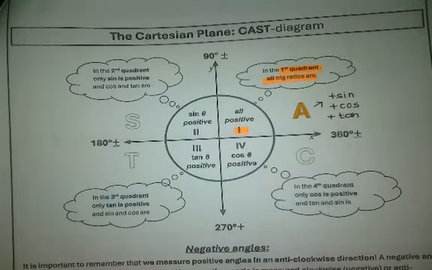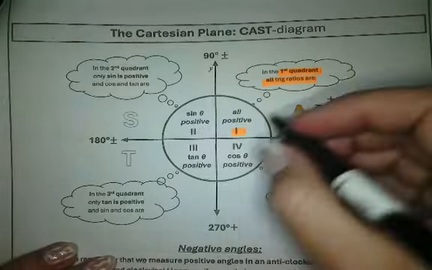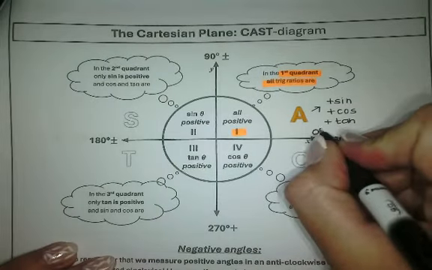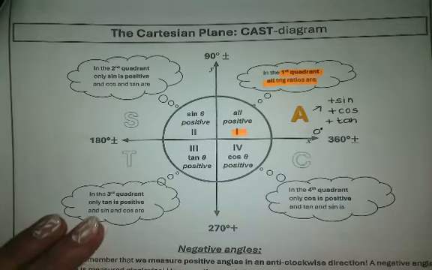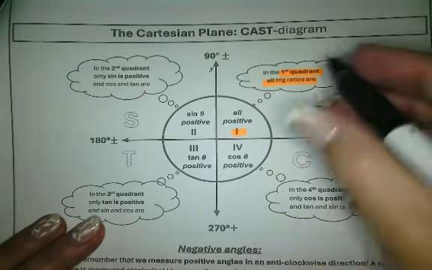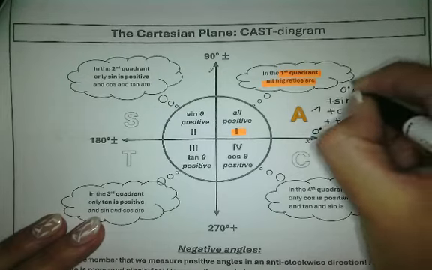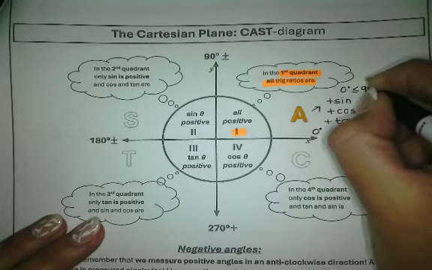What else you need to take note of is that the first quadrant is from 0 degrees to 90. So in the first quadrant, theta lies within those two angles: 0 degrees and 90.